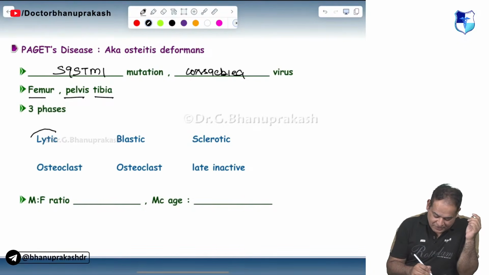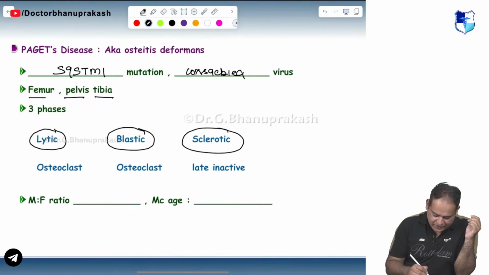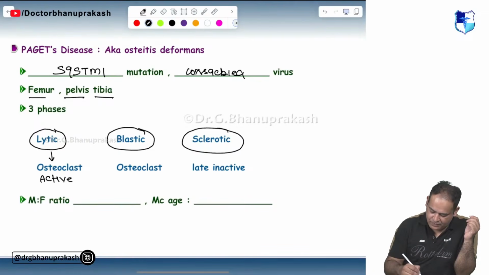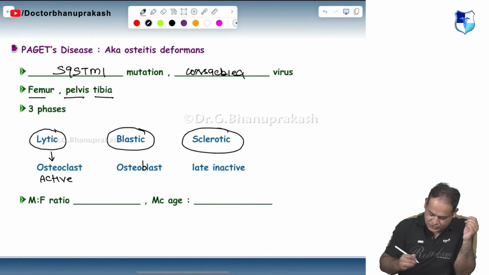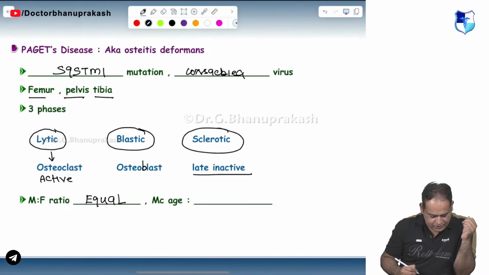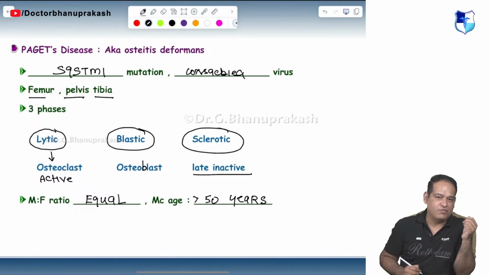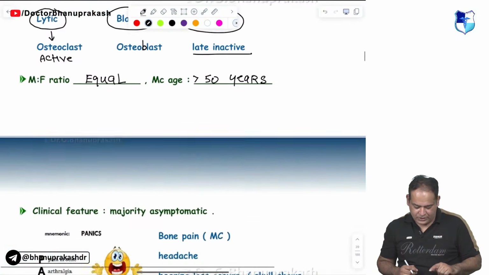Now, the disease passes through three phases: lytic, blastic, and sclerotic. In lytic phase, osteoclasts are hyperactive. In blastic phase, osteoblasts are hyperactive, and sclerotic phase is the late inactive phase. Male-female ratio is equal. Most commonly it is seen at more than 50 years of age.